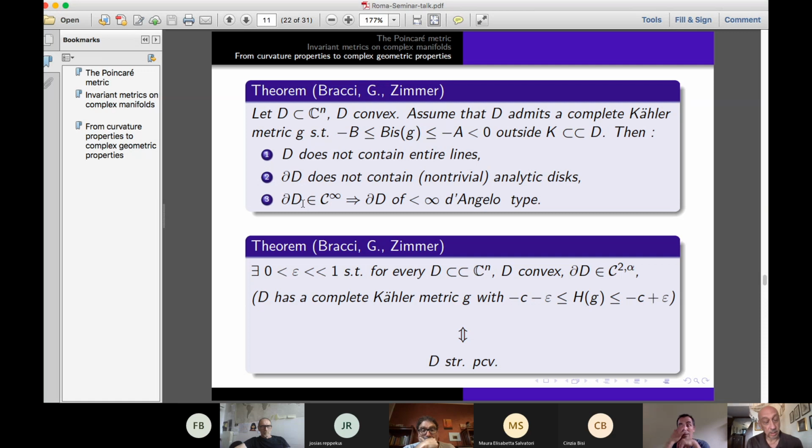So it's not a running hypothesis. You start literally with the domain D, which is convex, and that's all. Yes, because if you look at the first two points in the conclusion of the theorem, there's a real difference with the third one. The first one does not say anything about the boundary of the domain, so we don't need any assumption on the boundary. The second one is just the fact that you don't get trivial analytic disks.